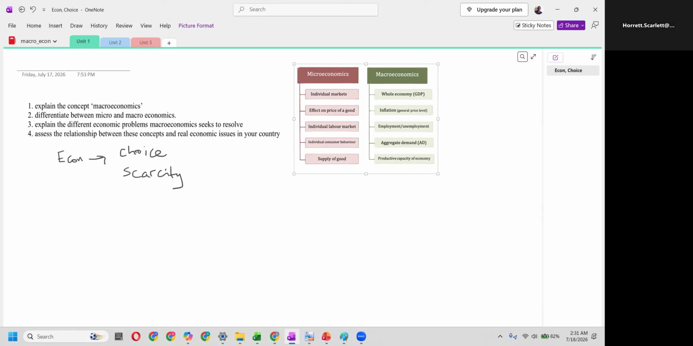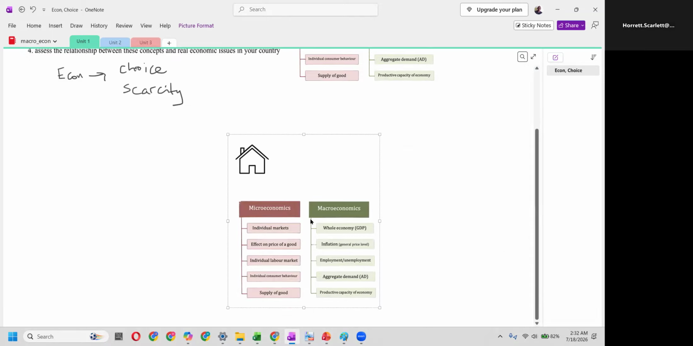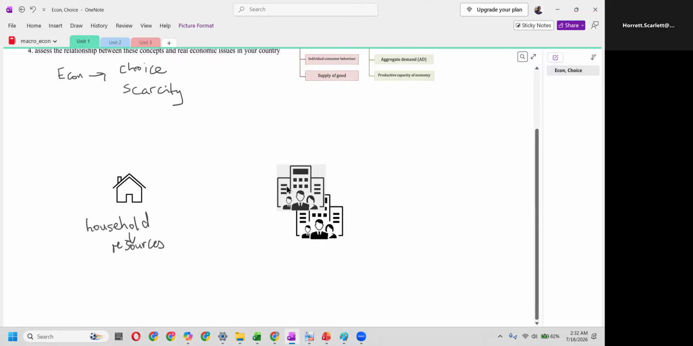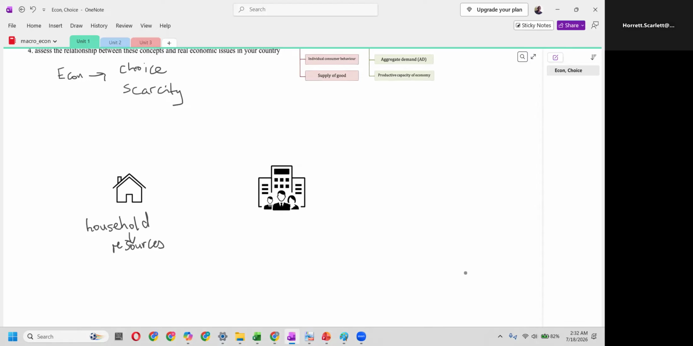Given that we have just mentioned economic agents, let us use some models to ensure that we understand what is happening. At one of the basic levels, we have households. And households are going to be a primary economic agent. Households are going to make choices in terms of what they do with their resources. But we also have another basic agent who is going to be the firm. And the firm also has to make choices about what to do with the resources that they have at their disposal.